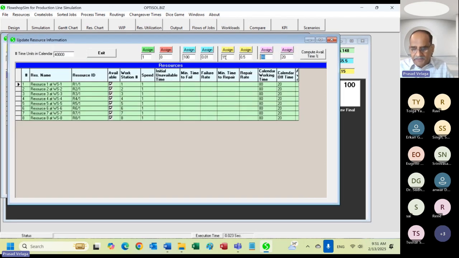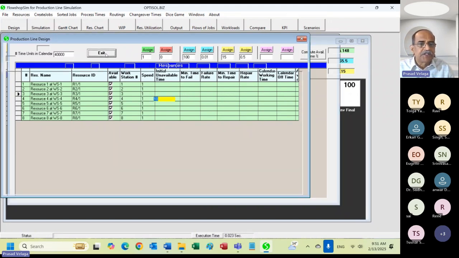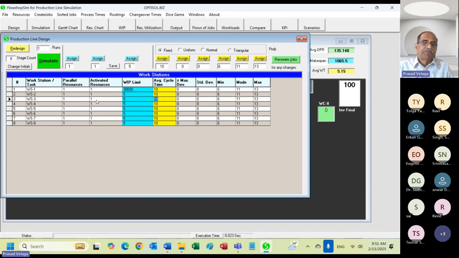Let us assume that each one has a standard speed. If you want to consider higher speeds, you can assign 1.2, 1.3, which means 20% more. Assume that all resources are available right away, with no failures, no repairs, no calendars. This is the simplest balanced production line with no random variation in cycle times, no uncertainty.